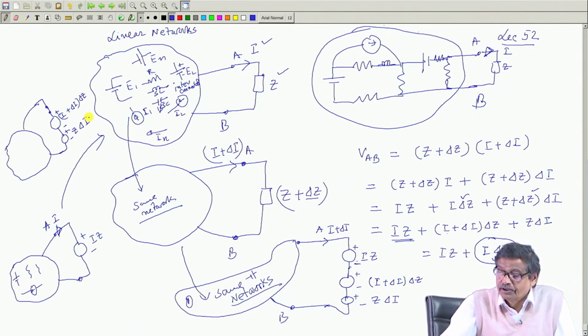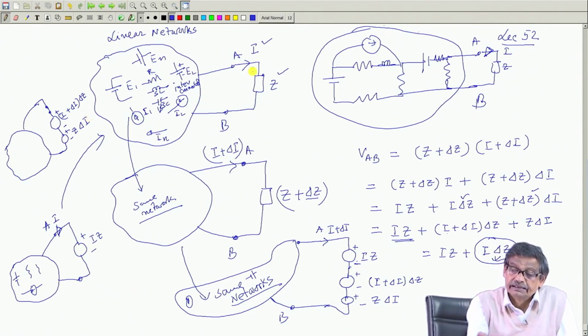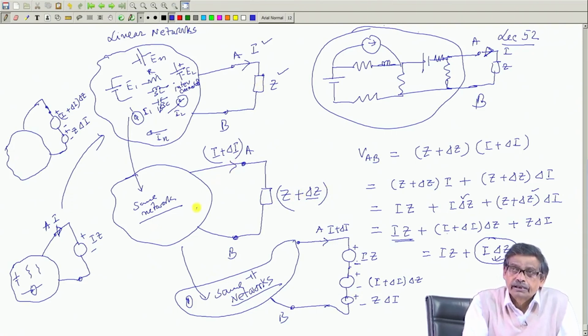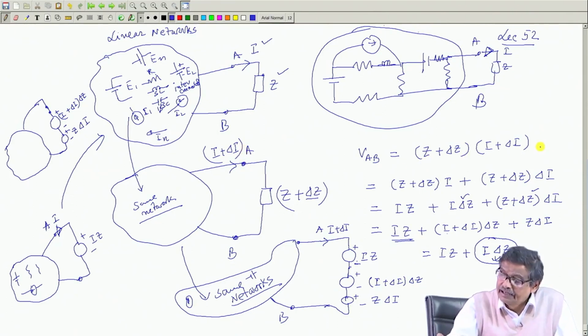What I have done so far? This was the given network, Z is the impedance, I is the current. The problem statement is very simple. I simply change Z to Z plus delta Z, and I want to find out the new current. I assume the new current to be the old current I plus the changed component, I plus delta I. Then what will be the voltage drop in this network? This Z into this I. This can be expanded in this way.